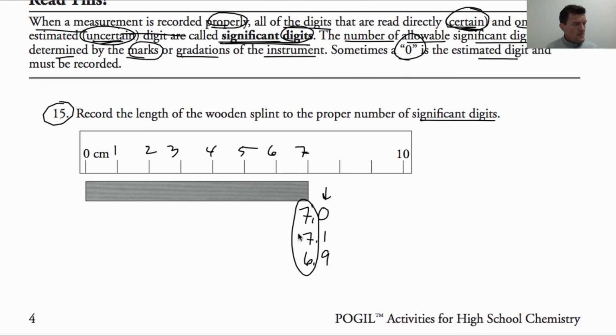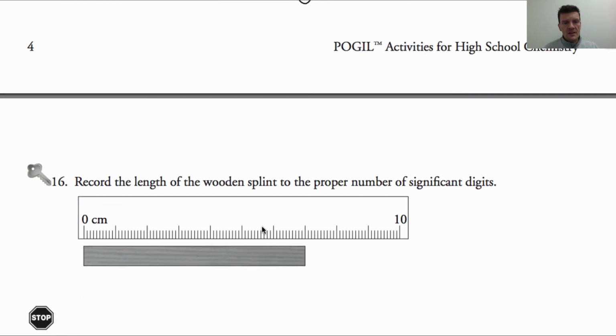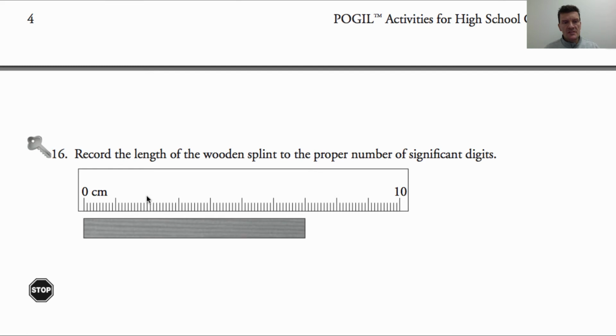Okay? All right. In number 16, if you were to use the same wood splint and use a different ruler, this one is more precise. Now, when you measure this, you would measure to 7.00, assuming that it's exactly 7 centimeters, because you are able to estimate to the nearest hundredth of a centimeter in this case. Okay?